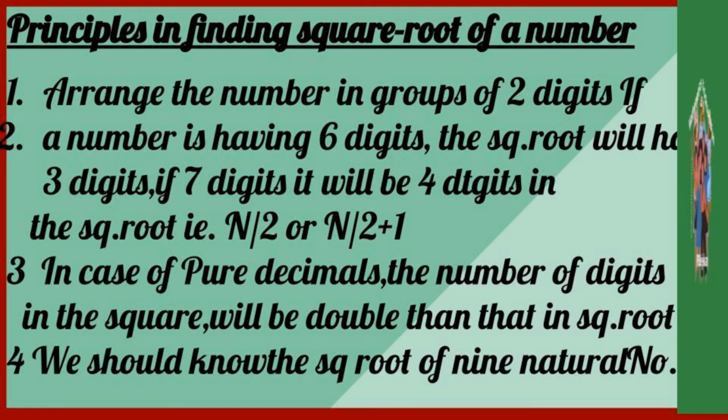Now coming to the principles of finding the square root, first arrange into groups of 2. If there is one extra single digit, that will be counted as another group. The number of digits in the square root will be the same as the number of groups thus made. In the case of pure decimals, the number of digits in the square will be double that in the square root. You should know the squares of 9 natural numbers at least.